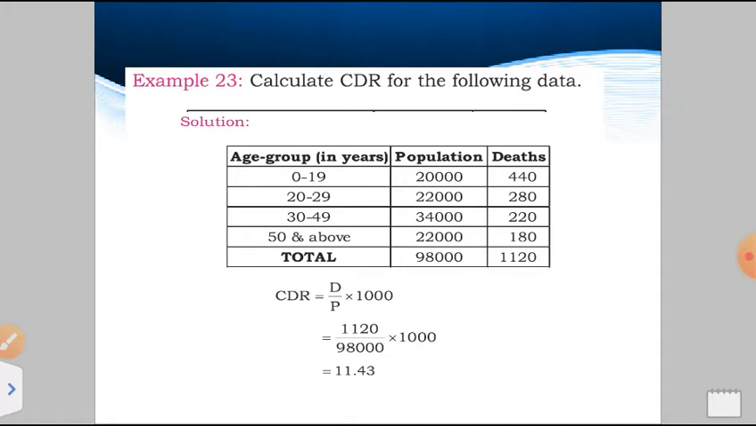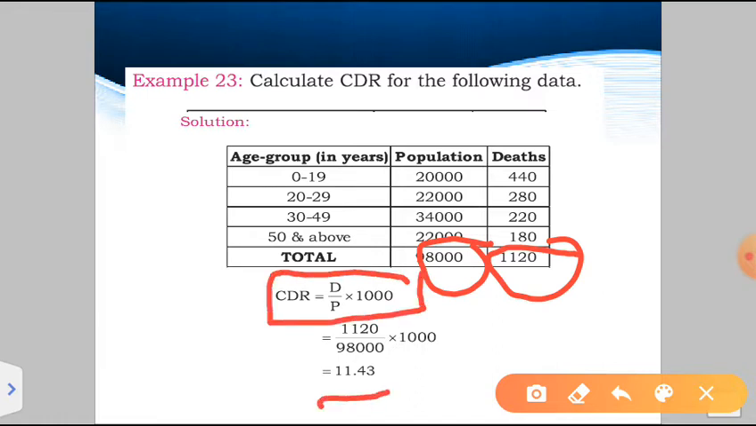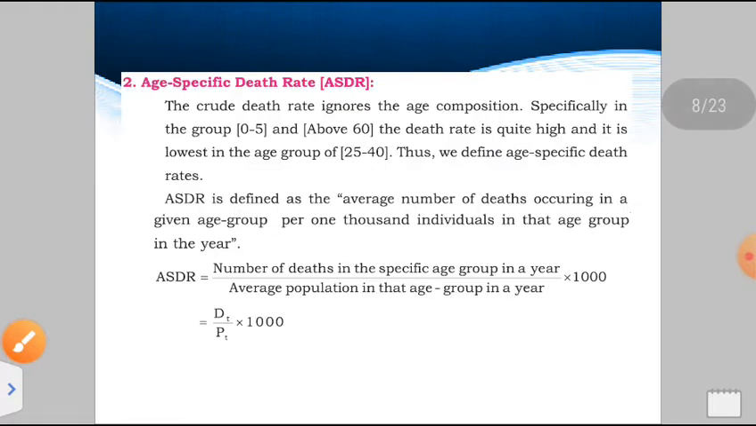Let's take another example. Here again we are calculating the CDR, and the data is given in the form of age groups. The population of particular age groups is given, and how many deaths occurred in a year in the particular age group. So what we have to do is take the total population irrespective of age and the total number of deaths, so we calculate summation of D. Here I have calculated summation of D as 1120 and the population is 98,000, and by using the formula of CDR the value comes to 11.43. So this is the crude death rate.